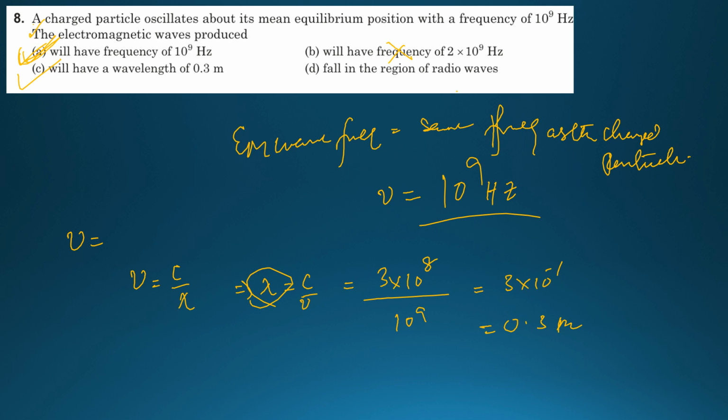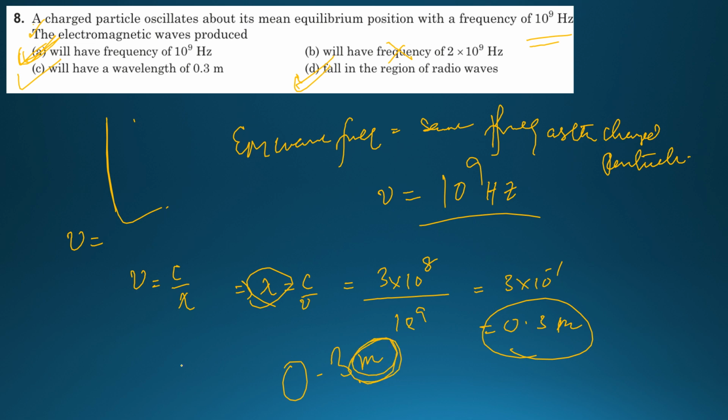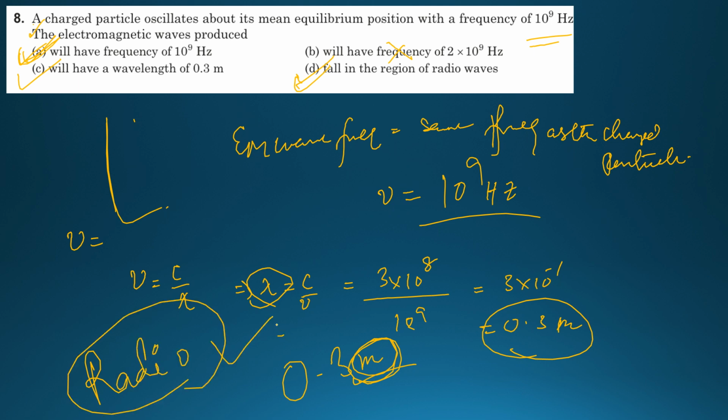It falls in the region of radio waves. If your nu is 10 to the power 9, it is in the radio wave region. So you have to remember the regions, right? And another way to guess: 0.3 meter is a big wavelength. It's coming in meters. Usually it's in micrometers or like those things, but it's a meter. That means it's a big wave, and the wave having the highest wavelength is the radio wave. So from that you can guess this is a radio wave.